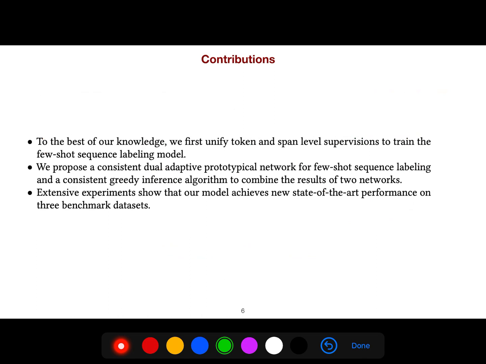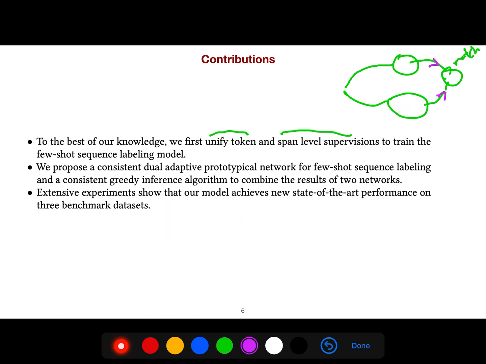So there are three contributions. They first unify token and span level supervisions to train few-shot sequence labeling, and then they propose a consistent dual adaptive prototypical network for few-shot sequence labeling and a consistent greedy inference algorithm to combine the results of the two networks. Because there are two networks: one network is about the token by token method, the other network is based on span level prediction. And now here there is a kind of match, taking advantage of two different sources of information, two different kinds of prediction, to unify them, and then the final NER is based on information from two different perspectives.